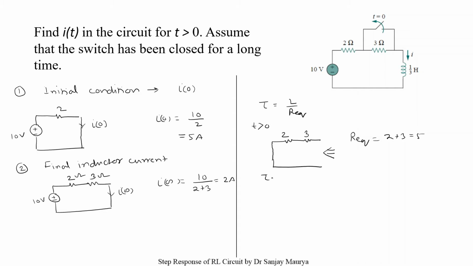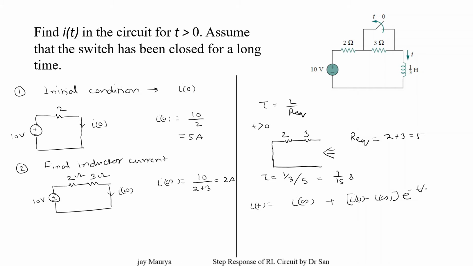So tau will be 1 by 3 by 5, so that will be 1 by 15 second. So the response of the circuit i(t) will be given as I infinite plus (I0 minus I infinite) e to the power minus t by tau, as per the formula. Just by substituting the values, this will be 2 plus 3 e to the power minus 15t.